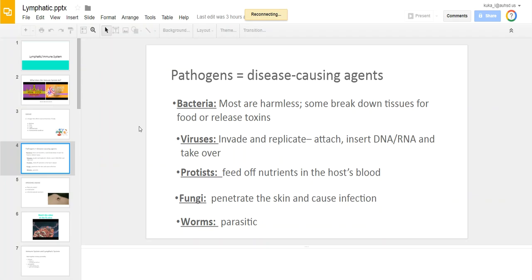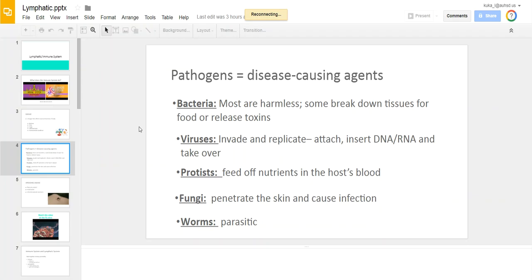Viruses, they invade and replicate. So what they actually do is attach themselves to your cell. They kind of trick the cell into letting them in, and then they insert their DNA and/or RNA into the cell's DNA and take over. And so there's a video coming up that will actually show you how viruses work.